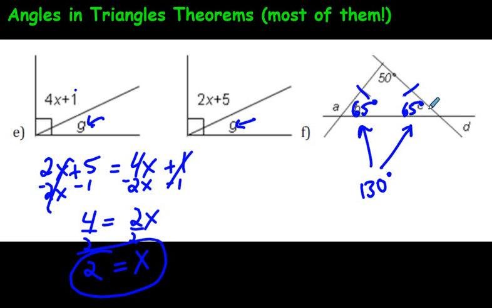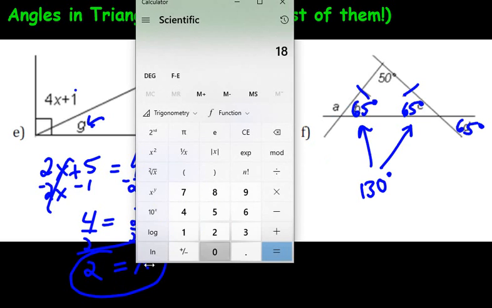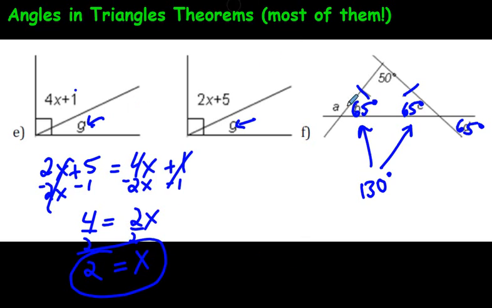And this angle and this angle are opposite angles, so D is also 65 degrees. And this angle and this angle, they add up to 180 degrees. So 180 minus 65 is equal to 115. So that means A has to be 115 degrees.